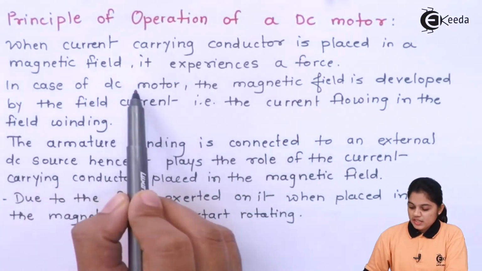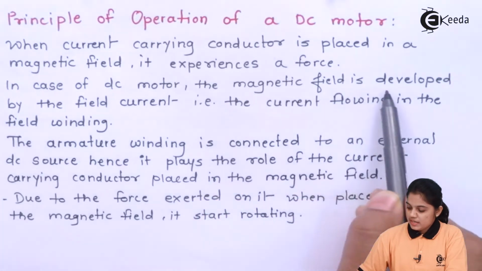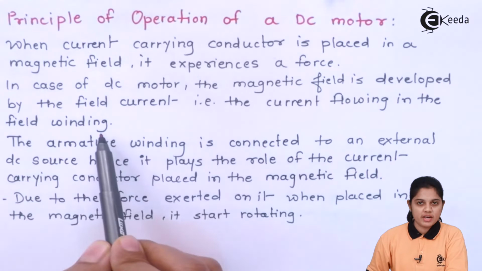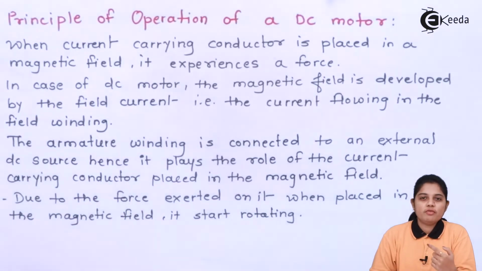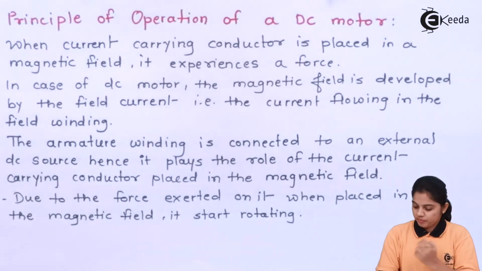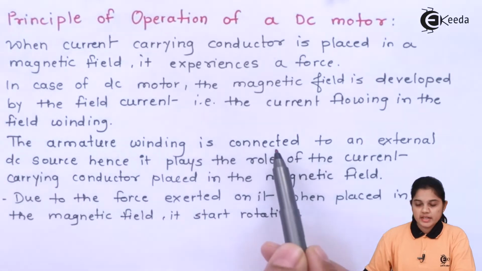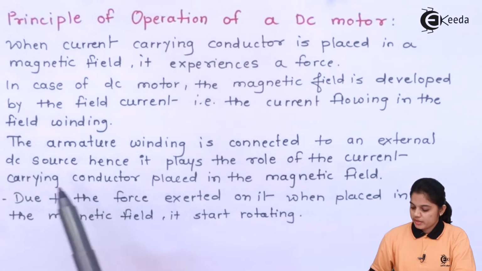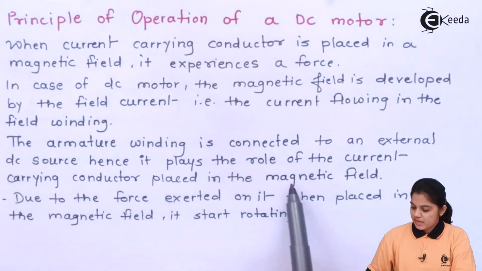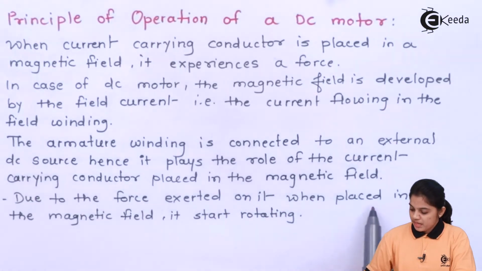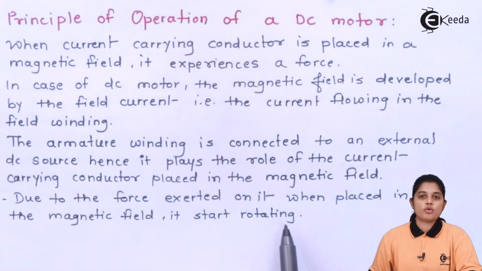Now in the case of a DC motor, the magnetic field is developed by the field current, that is, the current flowing in the field winding. So current will flow in the field winding, and because of the magnetic field present there, it will experience some kind of force. The armature winding is connected to an external DC source, hence it plays the role of the current carrying conductor placed in the magnetic field. Due to the force exerted on it, it starts rotating.